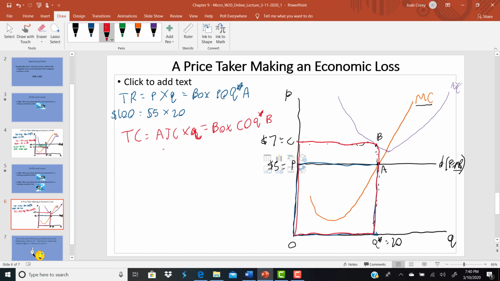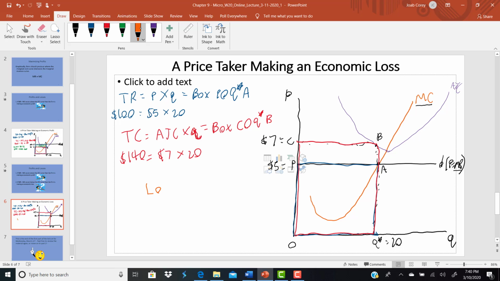Or you can think of it as $7 per unit times the 20 units that this firm is producing, and that's going to be equal to a total of $140. Now we need to calculate the economic profit, or in the case that it's negative, an economic loss. If we have a situation like we have here where total cost is greater than total revenue, then this firm is making an economic loss.